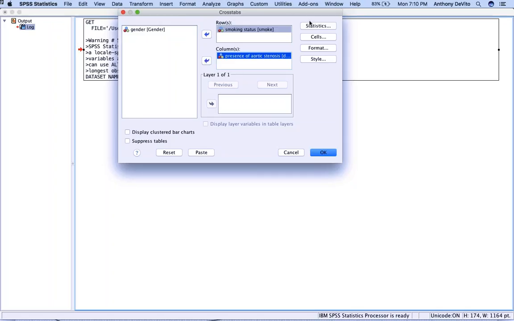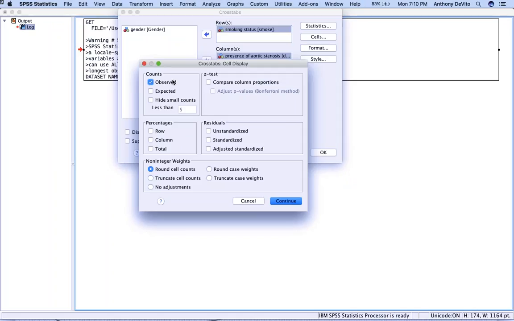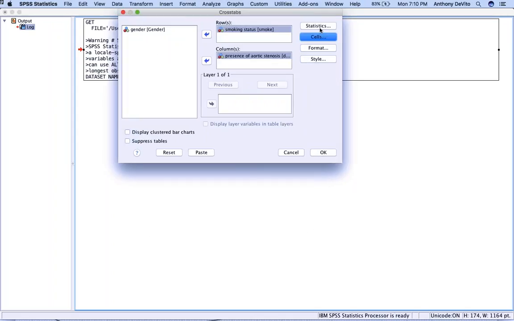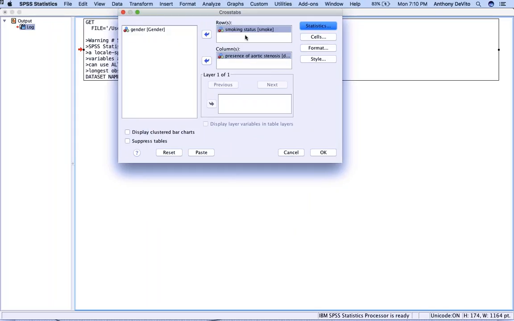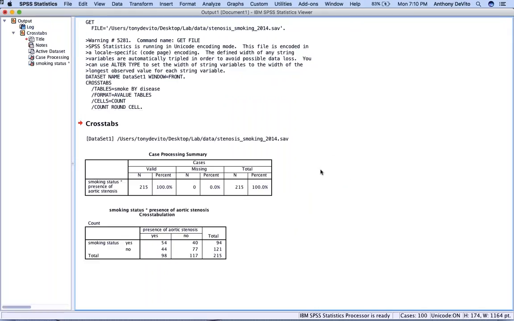So now I'm going to go up here to cells. And right now, the only thing it's going to give me in the output is the observed values. Okay, I'm going to click OK. For right now, that's enough for me. In statistics, nothing's checked off. Okay, I'll come back to that later. So I'll just go ahead and run this analysis. Okay, and here's the analysis. Here's what it came up with. I want to bring this up higher so we can see it a little bit better.